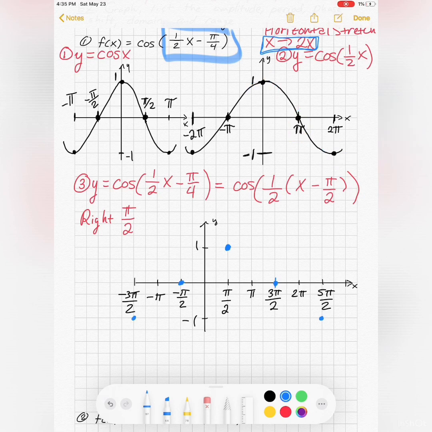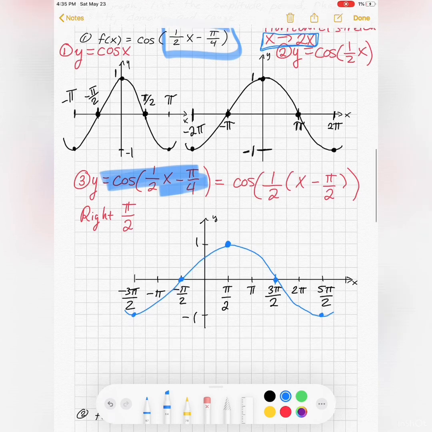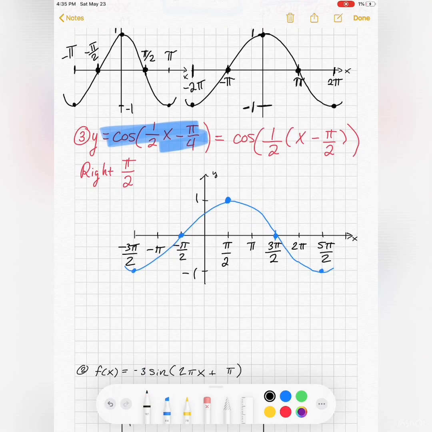Okay, let me connect the dots. I'll use the blue marker to try to make that look like a smooth, rounded, continuous curve. And so there's my final graph of that trig function. Let me fill in a few things. The domain for sine and cosine is easy. The range, I just have to look at the y values on the graph. So the lowest is -1, the highest is 1. So that hasn't changed.